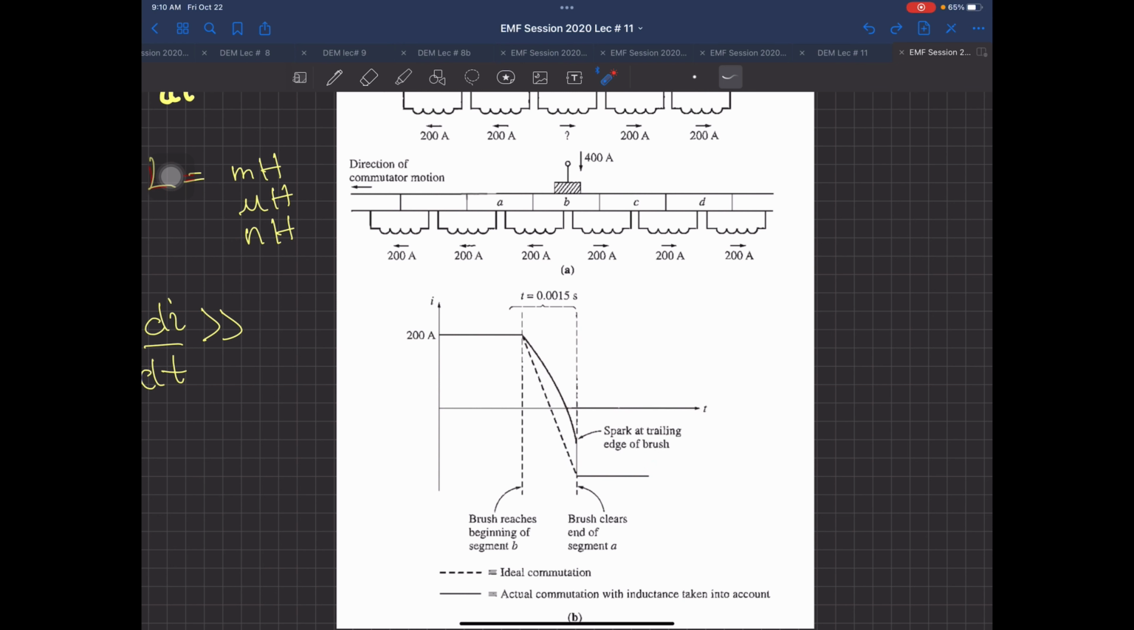Now, what is the remedy of this one? ये हो क्यों रहा है? ये हो इसलिए रहा है कि this conductor, when it is going to move towards this position, there is a 200 ampere and this is minus 200 ampere change over there.